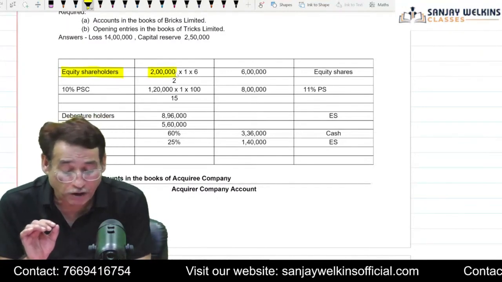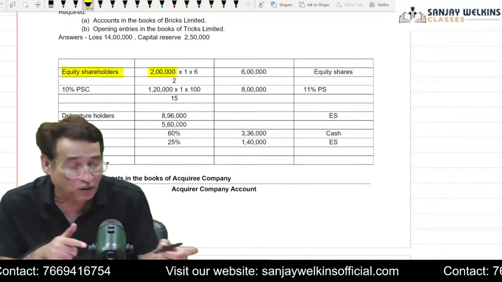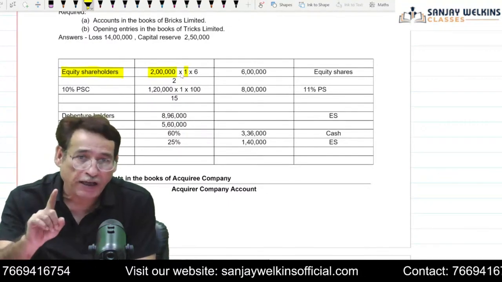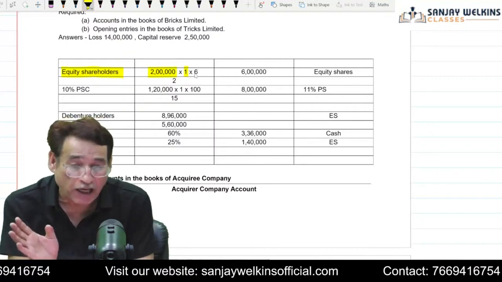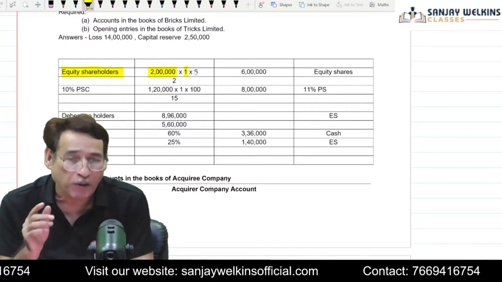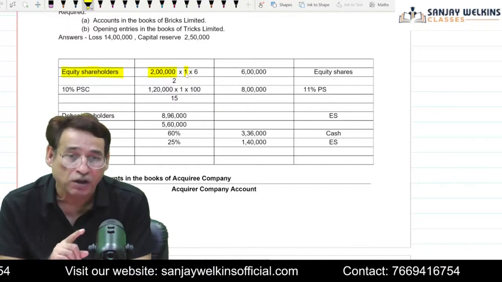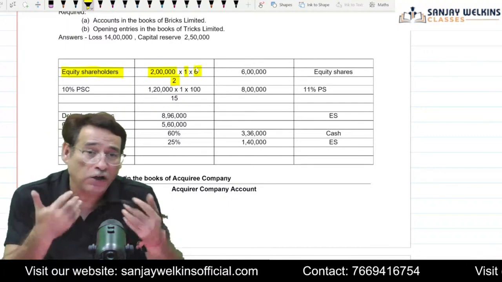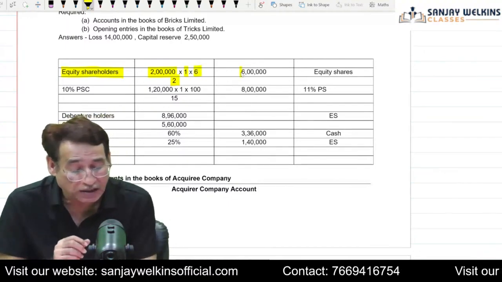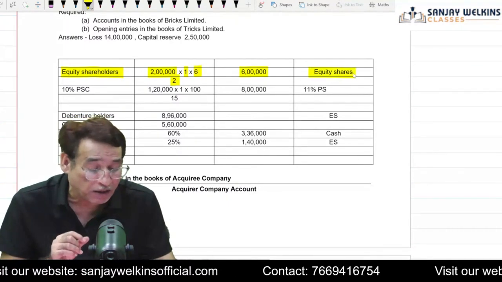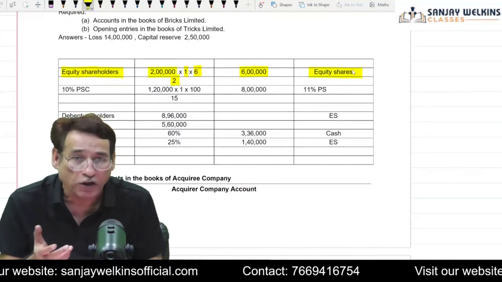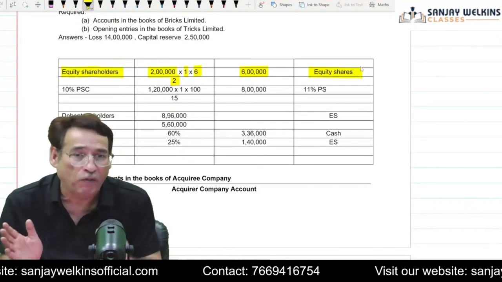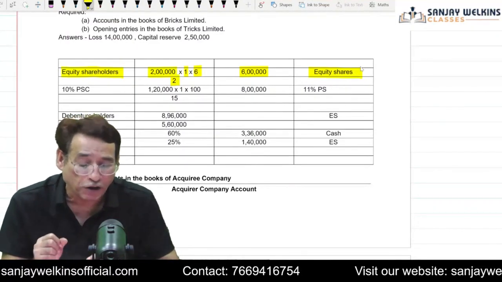Total number of equity shares, first of all, we will write 2 lakh. Now, as per the language of the question, it was given 1 share of 10 each, 6 paid up. So don't multiply it with 10, multiply it with 6 only. That means purchasing company will issue 1 share for 2 shares. And whatever share we are issuing is 6 paid up. So 6 lakh will become the amount. And this payment is being given to the equity shareholder by way of equity share.